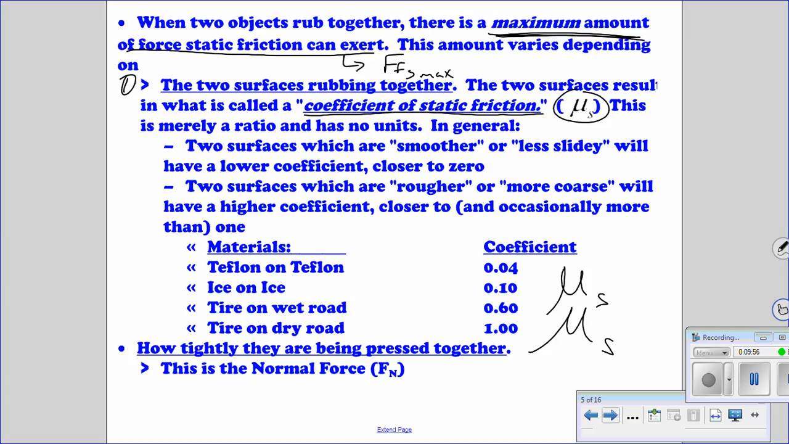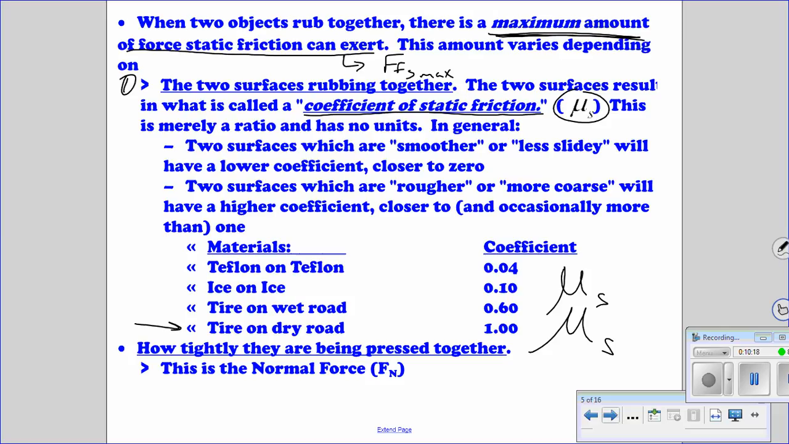I realized I wrote down the common example of this. It turns out that most tires on a dry road, I don't know if that's cement or blacktop or what, but in general, tire on a dry road, your coefficient of friction is going to be about 1. There are examples that are higher than 1. I wasn't smart enough to write one down, so I'll have to look that up. So anyway, these are some different examples.